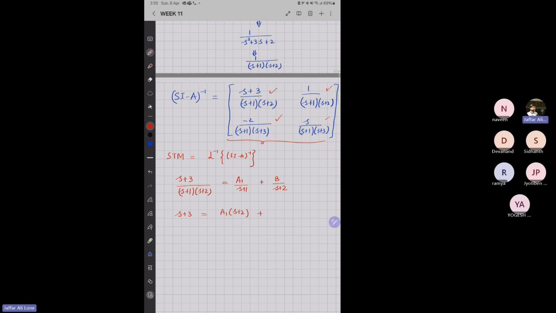Sir, in the second row of the (sI minus A) inverse matrix, why are you writing s plus 1, s plus 3?